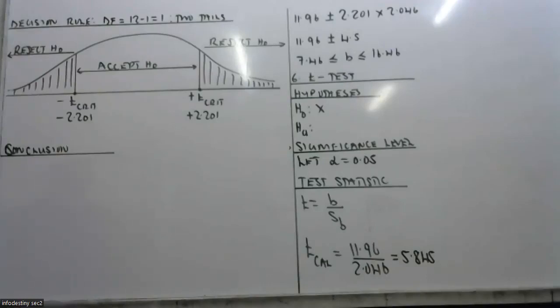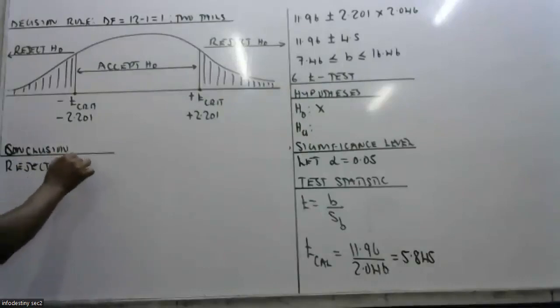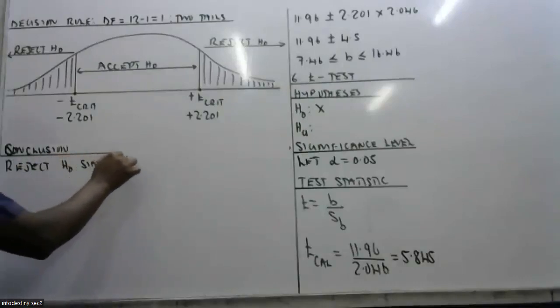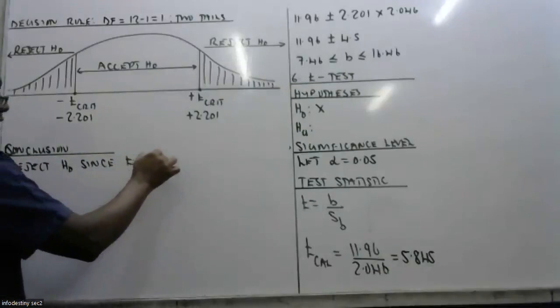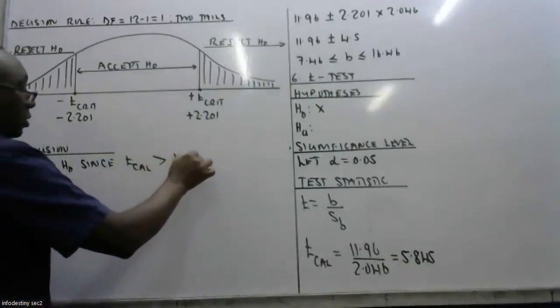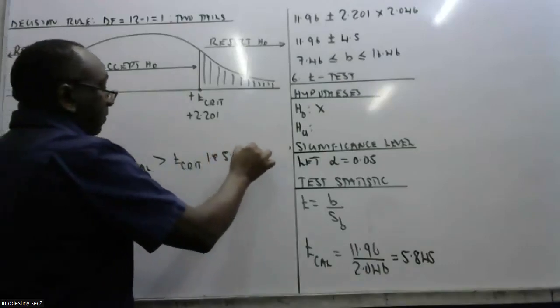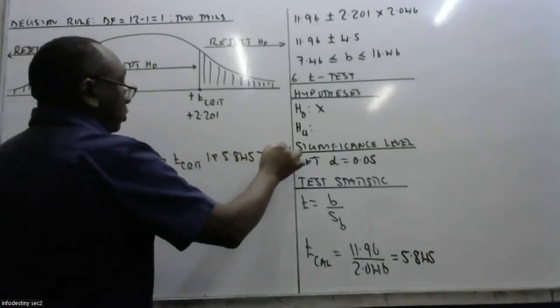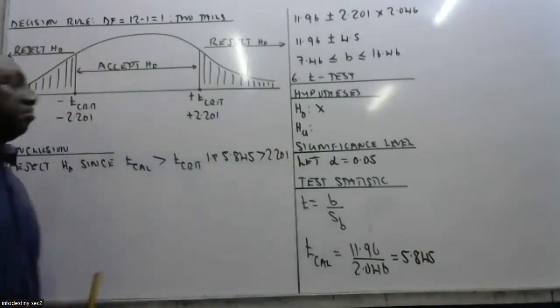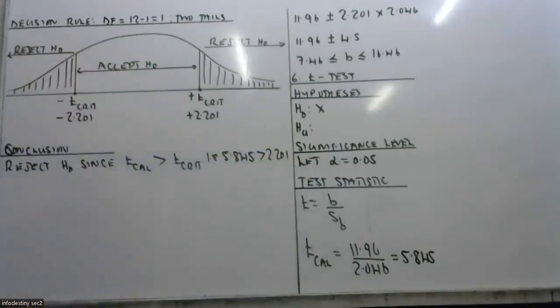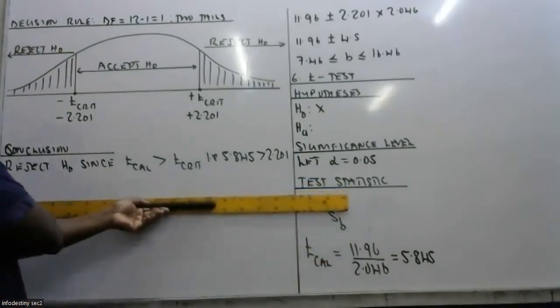So, conclusion: as you can see, we will reject the null hypothesis since T calculated is greater than T critical. That is, 5.845 is greater than 2.201. What does that mean?